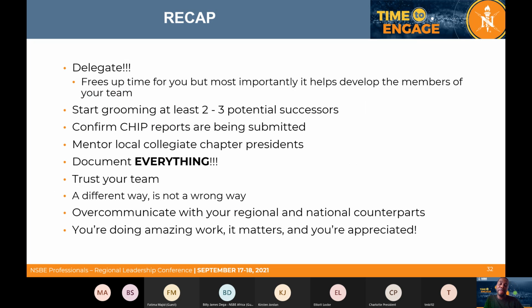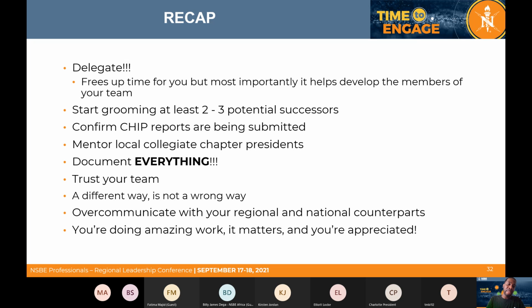So just to recap, delegation is important. You can't do everything, so you want to trust your team members to handle their business. And if you've developed a good team, you don't have to worry. They're going to get it done. You should try to start grooming a few potential successors. Start early on to try to identify people who might be good successors to your position.